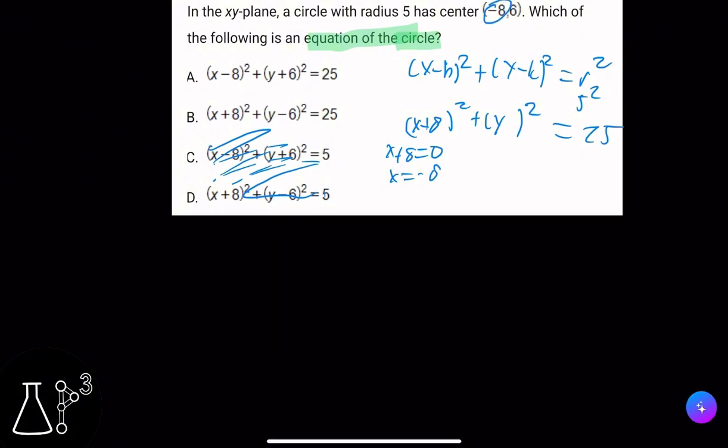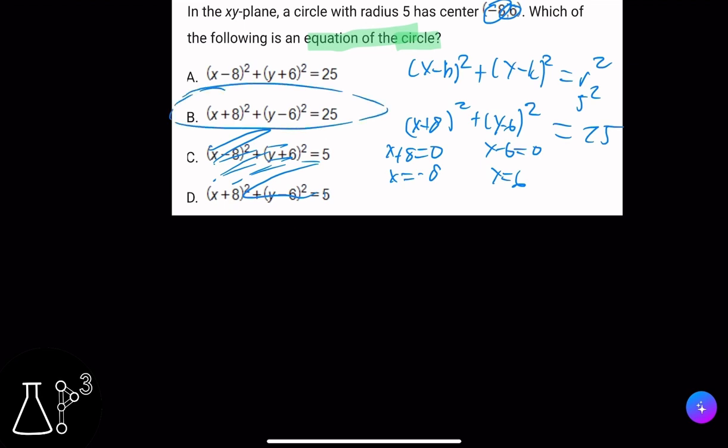So I do the same thing with 6. So what's the opposite of 6? Negative 6. And when I solve for y on the equation, I get y minus 6 equals 0, and I get y equals 6, which again goes with the center of the circle. Therefore, our answer has to be where 8 is positive, so it equals x plus 8 squared, and then we get plus y minus 6 squared, and therefore our answer is B.